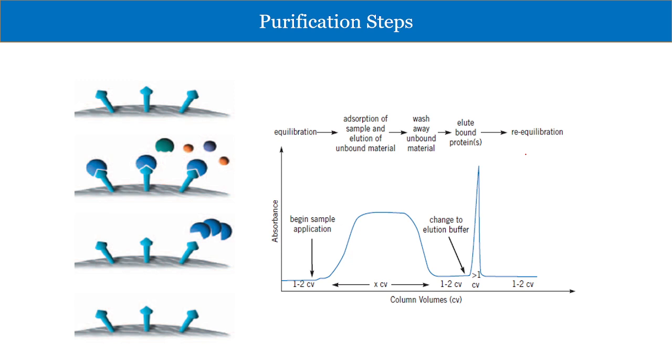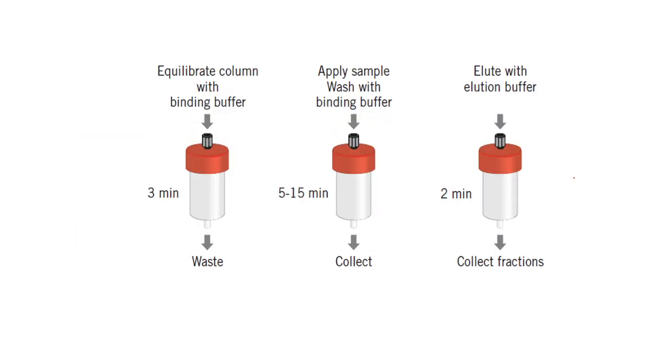So first is equilibration with the lysis buffer or buffer A. Then you have the absorption of the sample and elution of the unbound material. Then you wash away the unbound materials, and finally you elute it by changing the pH or the buffer composition. And finally is the re-equilibration for the next person who is going to perform the purification using that particular column.